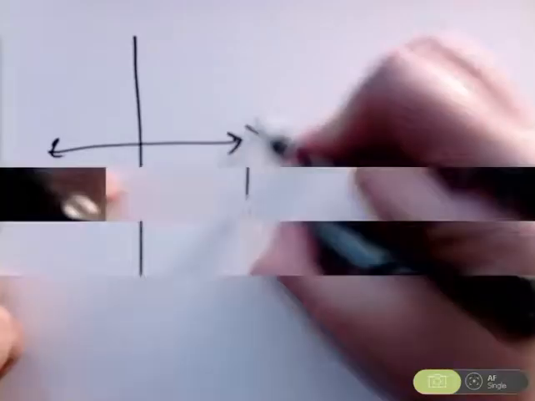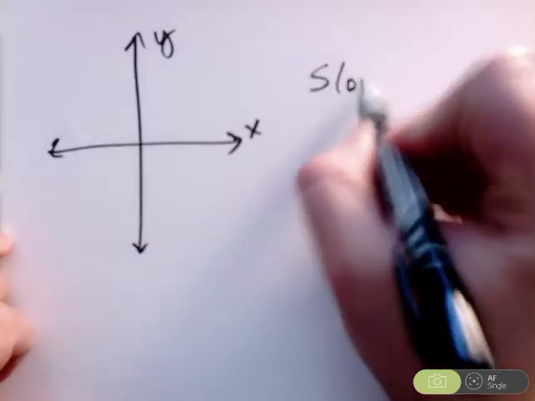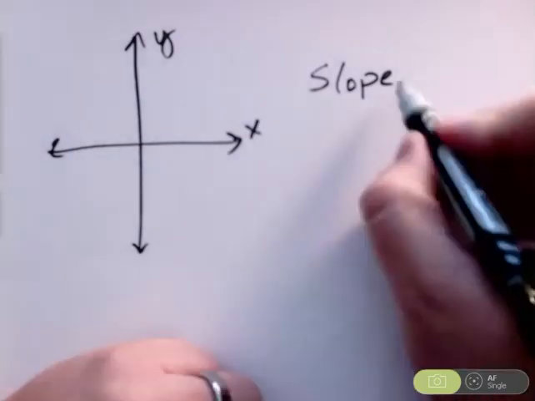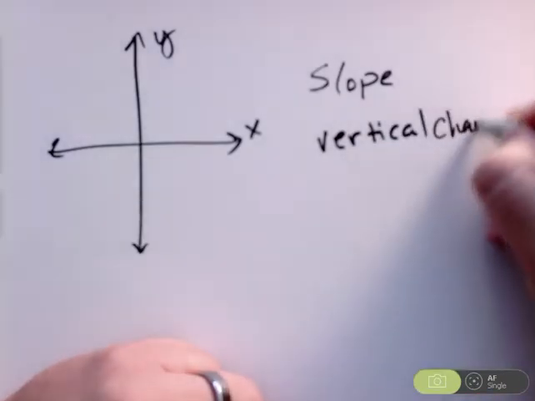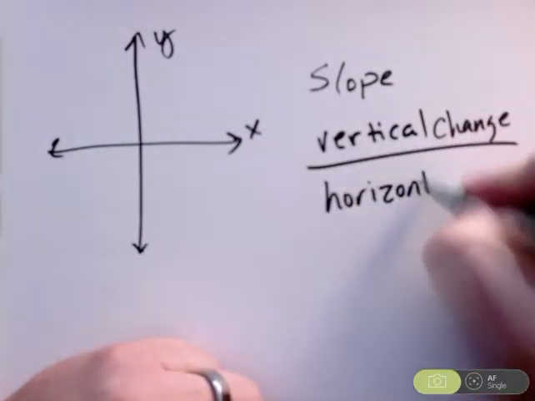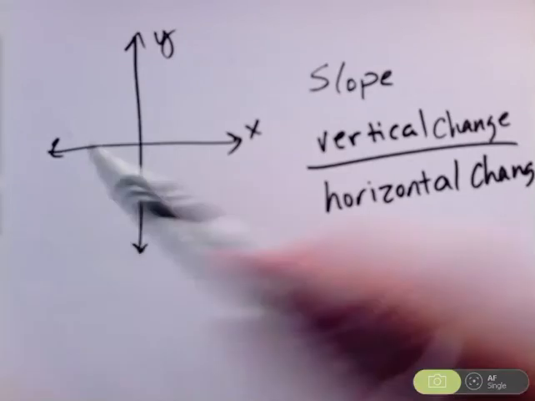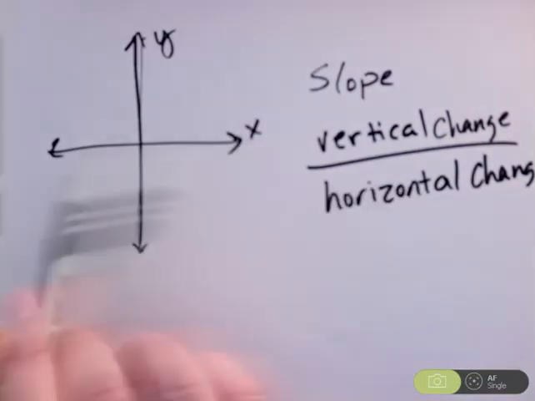The two things that we're dealing with when we have a coordinate plane, we have an x-axis and a y-axis. And slope is the rate of change between the x-axis and the y-axis. So the slope is the vertical change over the horizontal change. So to review what vertical and horizontal are on our coordinate plane, vertical is this way, up and down. Horizontal is this way, left and right.